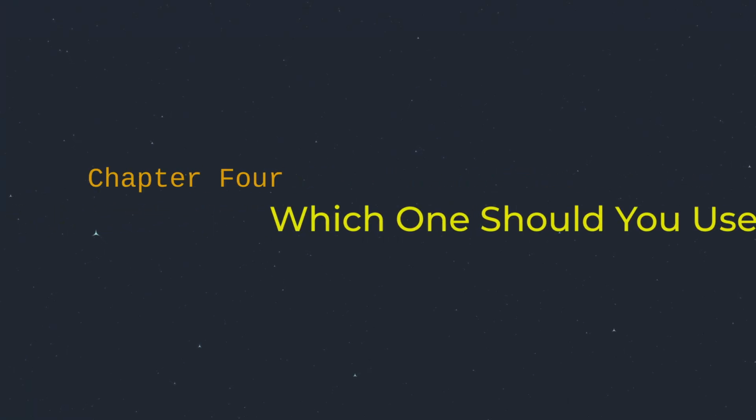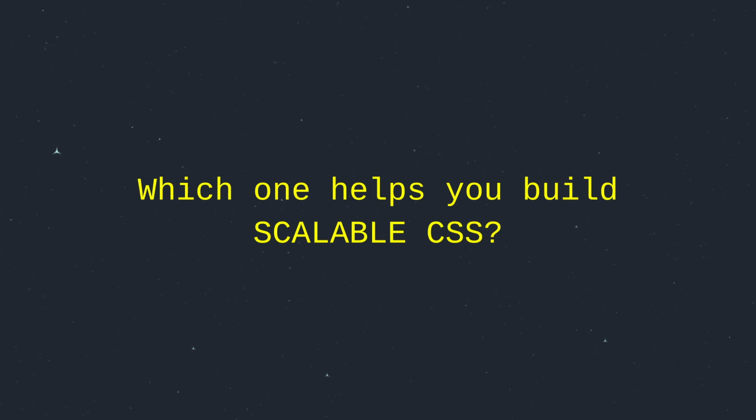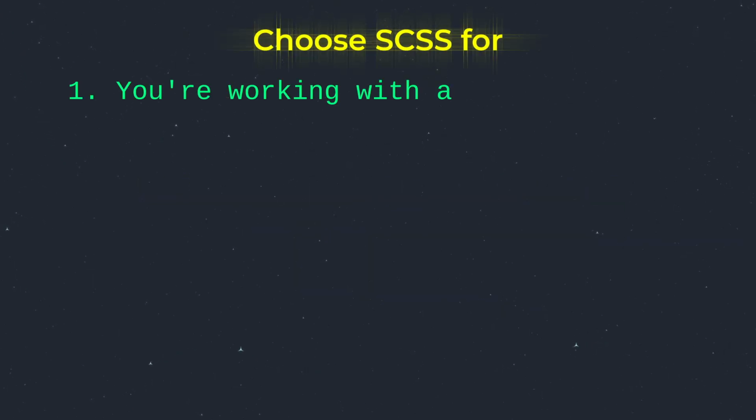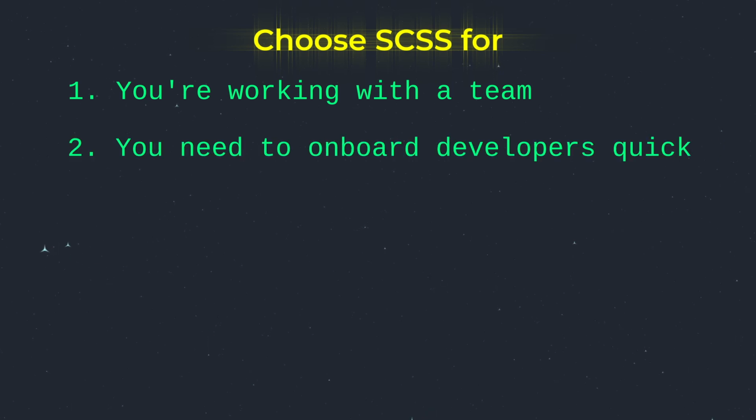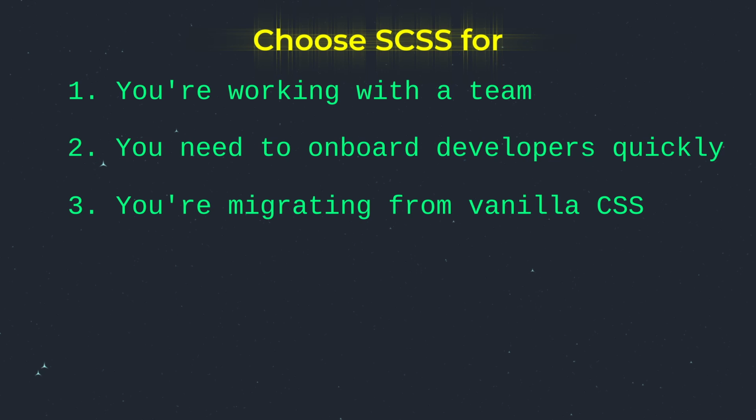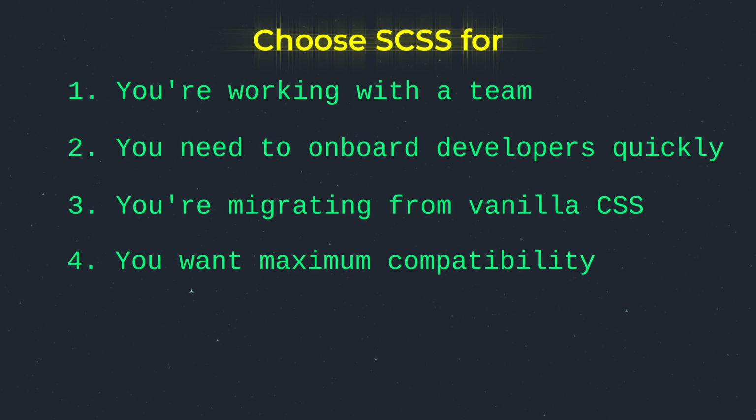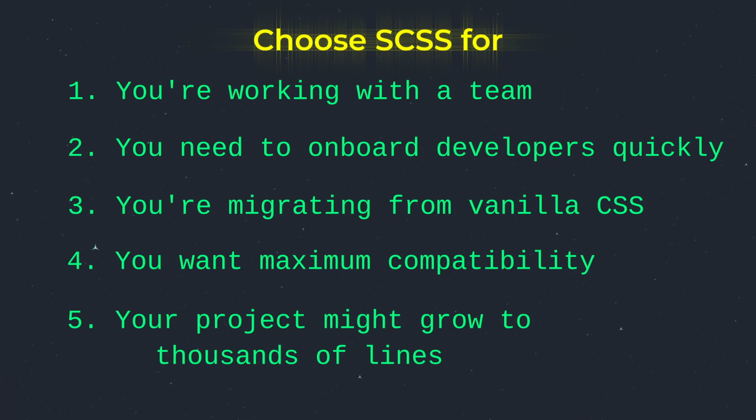Okay, but here's the real question. Which one helps you build scalable CSS? You can choose SCSS for scalability when you are working with a team. Consistency and readability at scale matter more than personal preference. You need to onboard developers quickly. SCSS has zero learning curve. For migration from vanilla CSS, you can do it gradually without rewriting everything. You want maximum compatibility with tools, frameworks, and third-party libraries. Your project might grow to thousands of lines maintained by multiple developers.